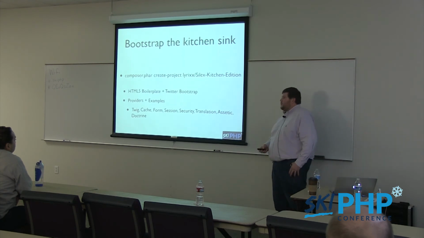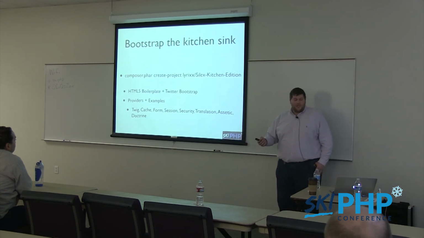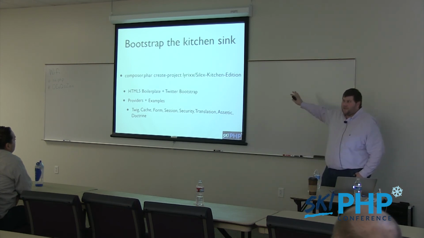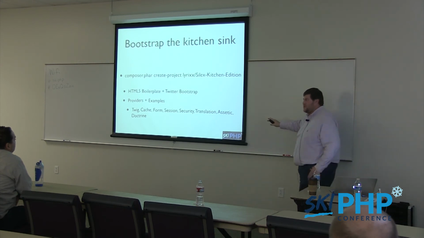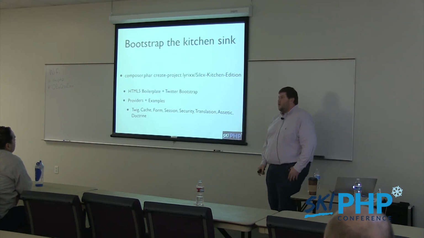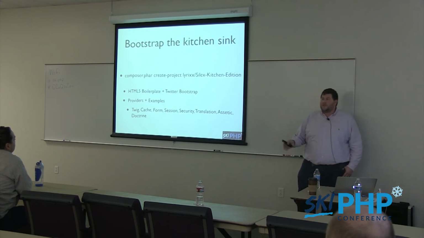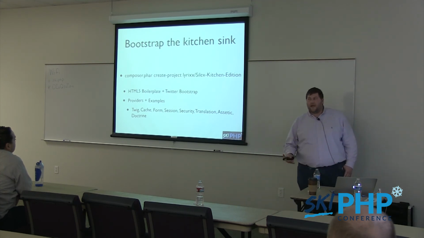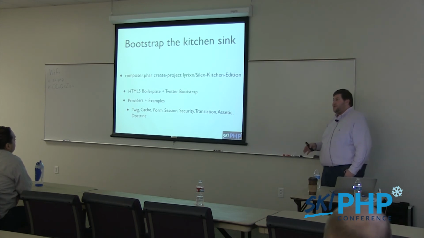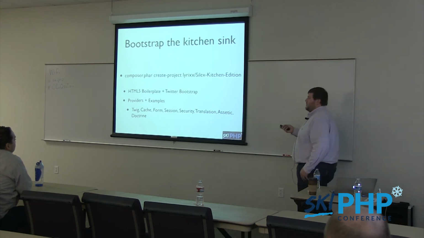Okay, but what happens when you want everything by default? So there's a great project. All of this code, GitHub's amazing, the open source community is amazing, I've stolen all of this and repurposed it for this presentation. The Silex Kitchen Edition bundles Twitter Bootstrap, HTML5 boilerplate with all the providers enabled and a bunch of examples for how to use each provider. So if you're new to Silex and you really want to understand how to get started with all the different features, I really do recommend this project.